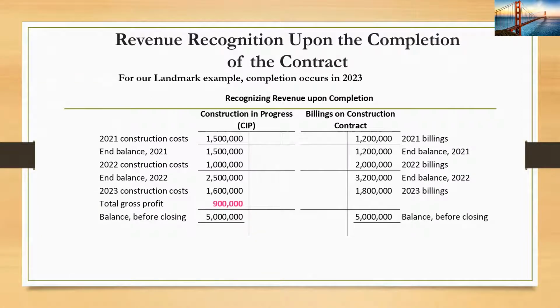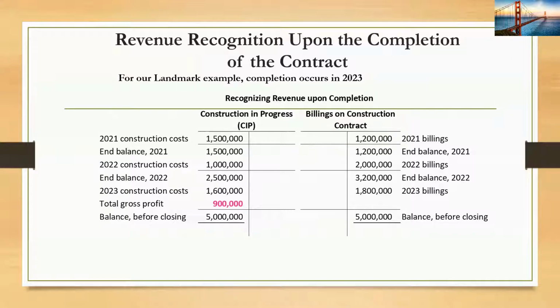If a contract doesn't qualify for revenue recognition over time, revenue is recognized at the point in time that control transfers from the seller to the customer, which typically occurs when the contract has been completed. At that time, the seller views itself as selling the asset and recognizes revenues and expenses associated with the sale. As you see here in the T accounts, completion occurs in 2023 for the Landmark Company.